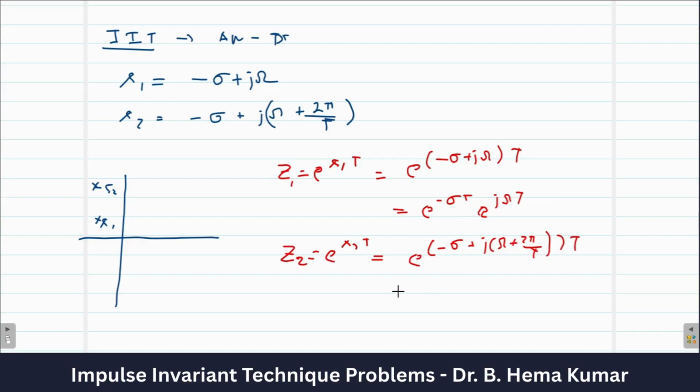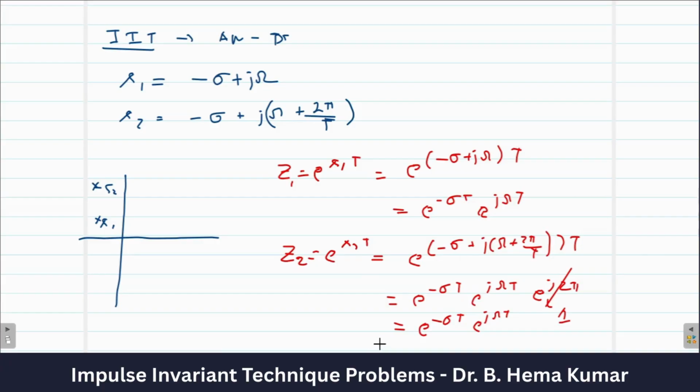whole into T. If we expand it, when you take T inside, it becomes minus sigma T, again e power j omega T. If you extend it for this part, it is e power j 2 pi by T into T. 2 pi by T into T is 2 pi. If you see e power j 2 pi, what is e power j 2 pi? Cos 2 pi plus j sin 2 pi. Sin 2 pi is 0, so this value is essentially 1. So this also you will get as e power minus sigma T into e power j omega T.